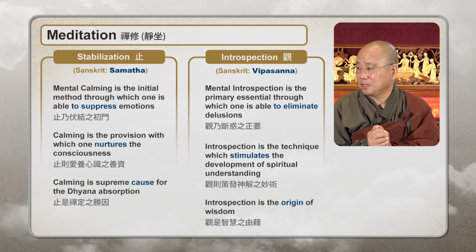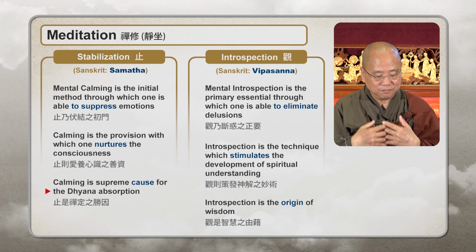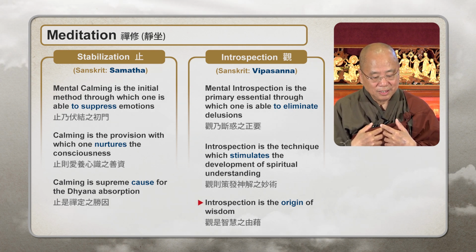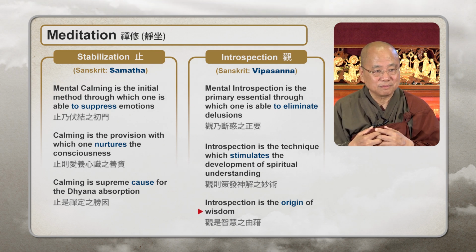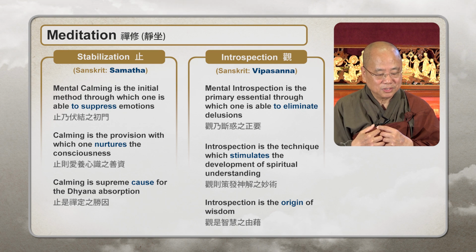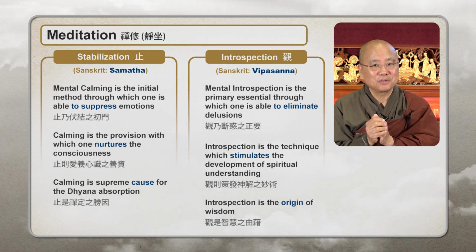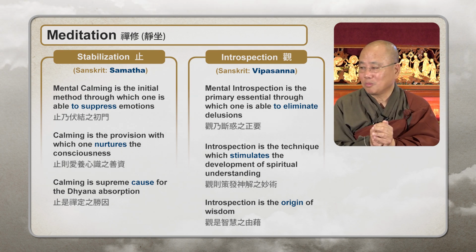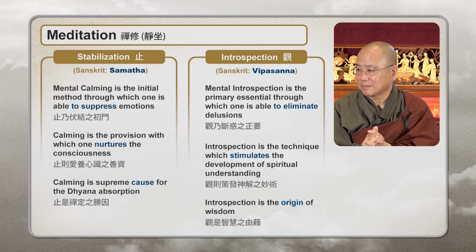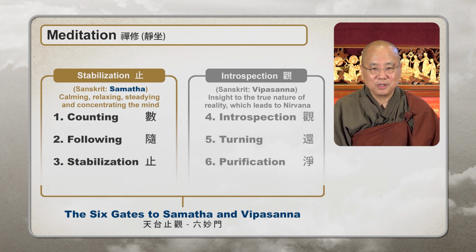It's just a regurgitation. Calming is the supreme cause for the dhyana absorption, for meditative absorption. And introspection is the origin of wisdom. So no one can attain wisdom without doing both stabilization and introspection. So these are the reasons why we are doing calming, why we're doing introspecting. We can carry on.